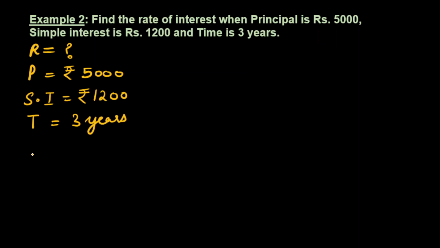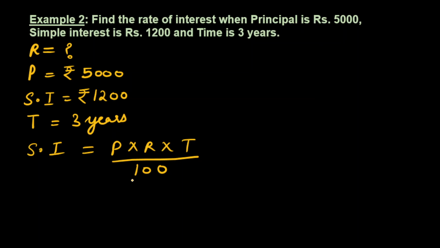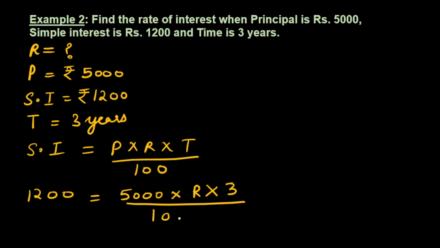So we can use the formula of simple interest because we know the formula. Simple interest is equal to P into R into T divided by 100. Let's substitute the given values. Simple interest is given to us as 1200. I am just substituting here. P's value is 5000. R's value we have to find, let it be R only. T's value is 3 years, so I am writing 3 years.